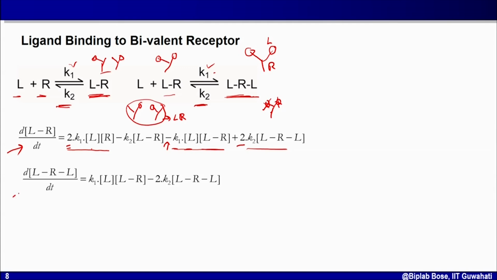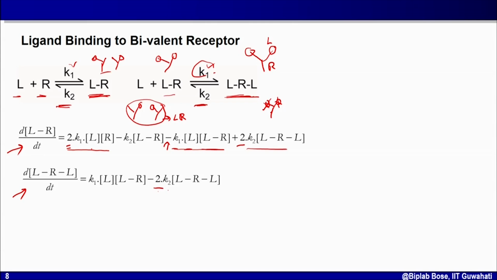Now look at the ODE for the second complex, dLRL/dt, which is equal to K1 L into LR, that is the forward rate by which LRL is formed, minus again 2 into K2 into LRL. As I explained just now, 2 is given because I have 2 arms, both occupied by the ligand. First this ligand can break, and also at the same time in another molecule this ligand can break. So there are 2 paths by which I can get back to the one-ligand state. That's why I have 2 here.